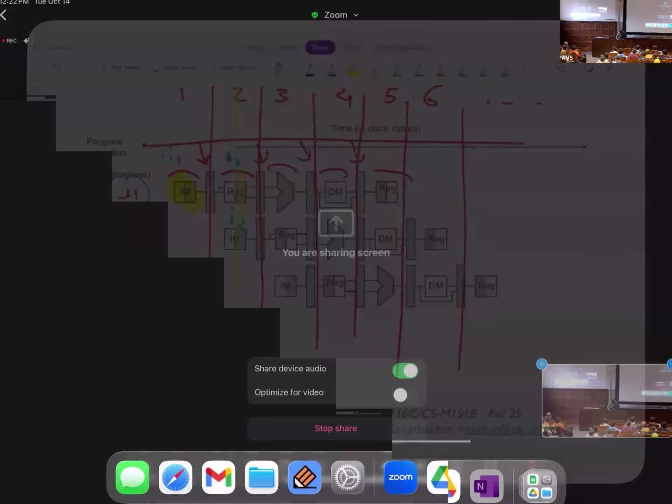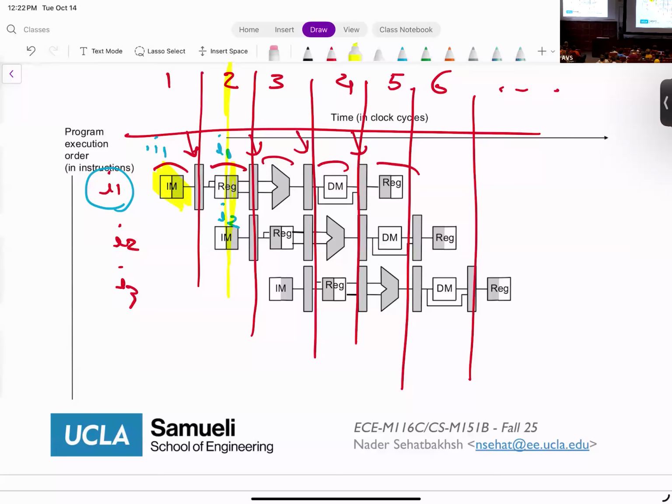If I look at this diagonally, I'll see that in cycle 2, my instruction 1 is in the register read stage, and my instruction 2 is in the instruction memory stage. Then it goes to cycle 3. This instruction can move to the ALU stage, so I1 will be here. Now this place is empty, so I can move I2 here. And now I can fetch a new instruction, so my I3 goes here. And this process continues, right?